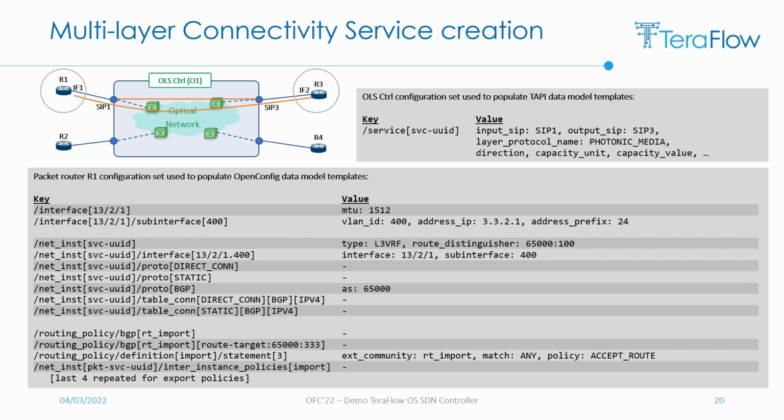When the connectivity service at the optical layer is established, the service component creates the appropriate configuration rules for the different packet devices and populates these rules into the configuration set for those devices by means of the device component. In this example, it can be seen that three different sets of rules are needed. First, the configuration of the interface and subinterface, then the creation of the network instance, and finally the definition of the routing policies to be used for each of the network instances.